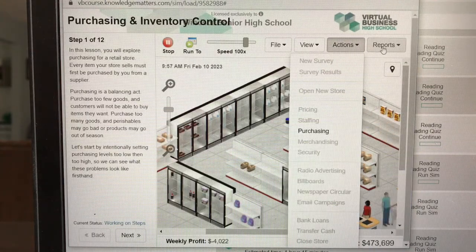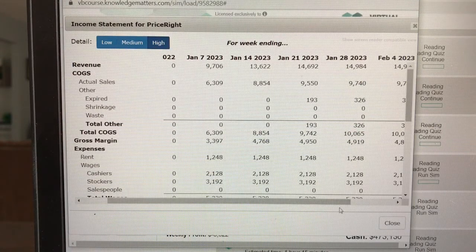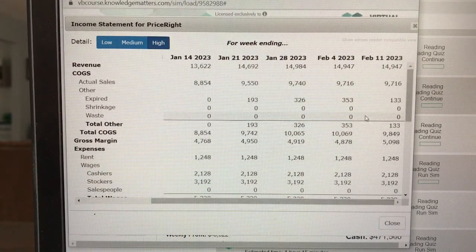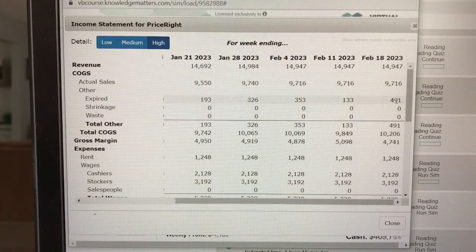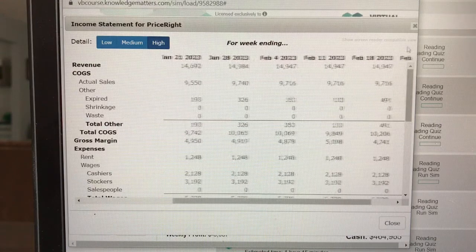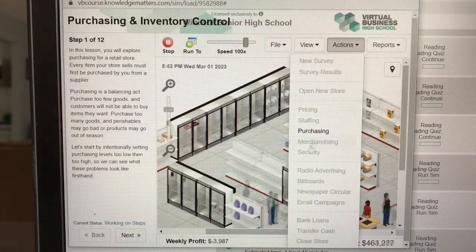But why is that? Let's look at our income statement. Maybe there's something else going on here. So, shrinkage and waste. Are we wasting anything? No, not yet, but we have some things expiring. So that's not good if we're having some items expiring. That's something we'll need to fix at some point, and we'll need to figure out what items are expiring, okay? So let's go to actions, and let's change our global purchasing.